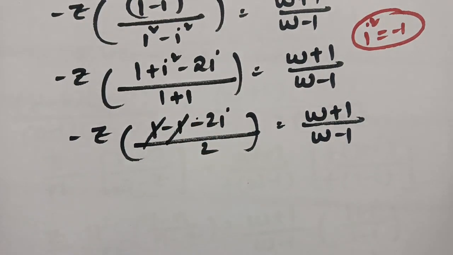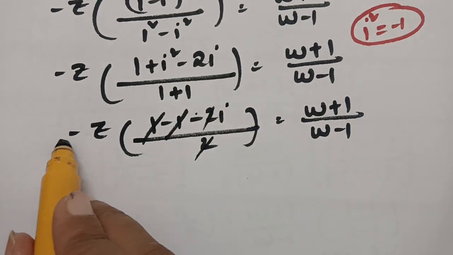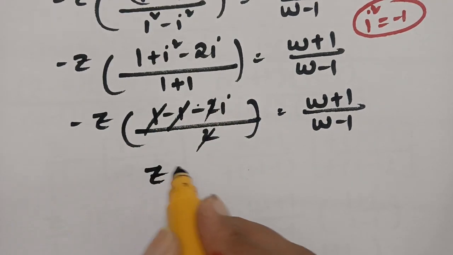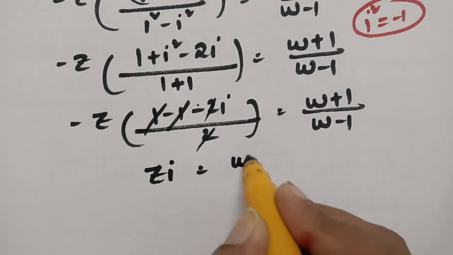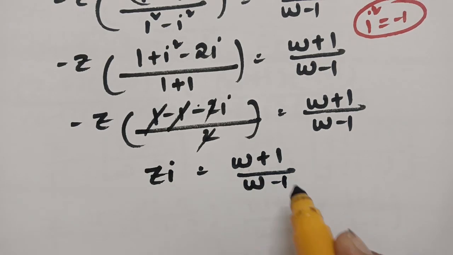So I can cancel these two. I can cancel even this 2. Minus into minus, this is plus. So this value is Zi. So what is left over here? Zi is left over, which is equal to W plus 1 by W minus 1. So I need the value of W.